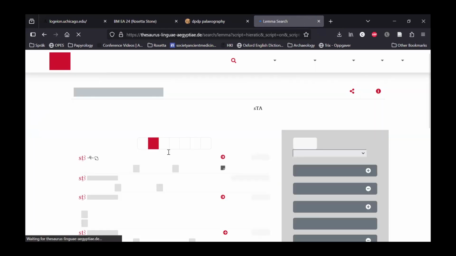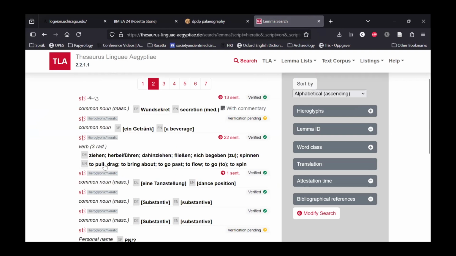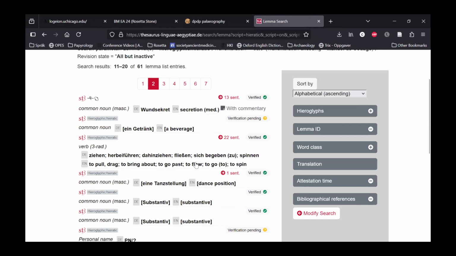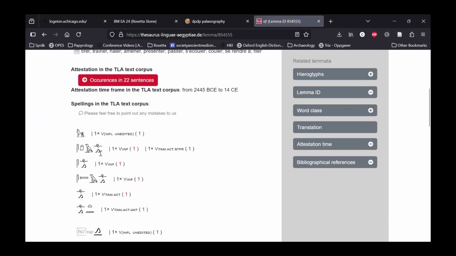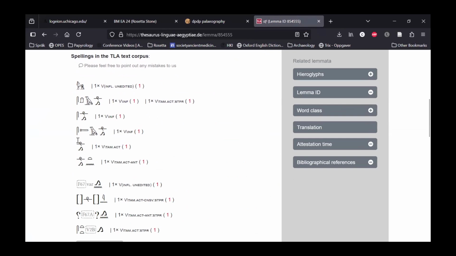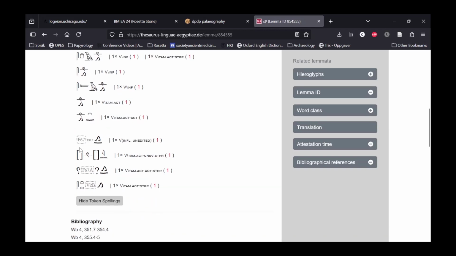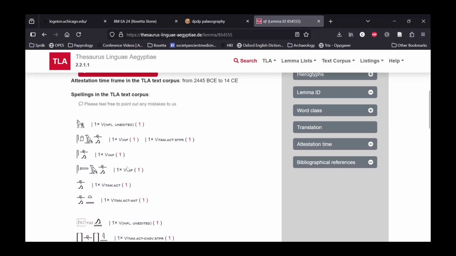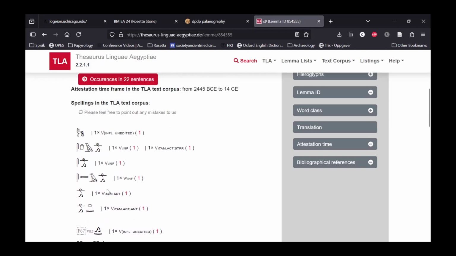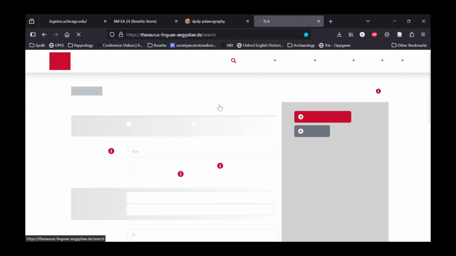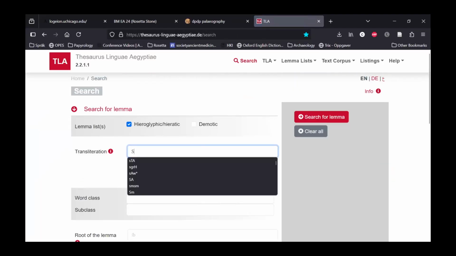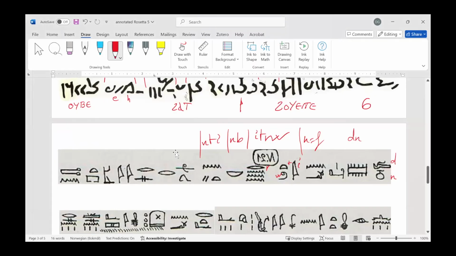I remember it was page 2. Something like this: to pull, drag, to bring about, to go past, to flow, to go, to spin, and that has these variations with the little swirly and the line and the walking legs. So that's my suggestion. There might be other verbs that are written like that. But it's definitely not shem, because that's never written like this. Okay, so Satyai is probably okay.